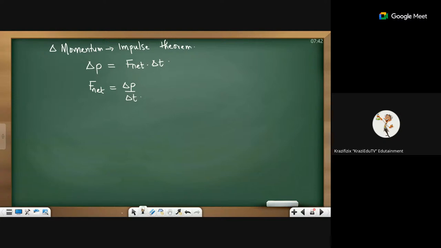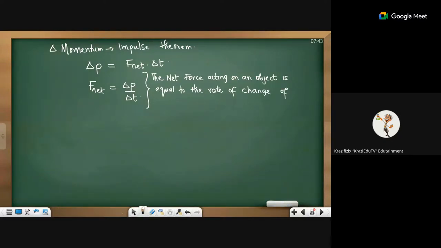F net is equal to delta P over delta T. I want us to change this into words. It's going to mean that the net force acting on an object is equal to the rate of change. Now, when we say rate of change, that talks about time, of momentum.